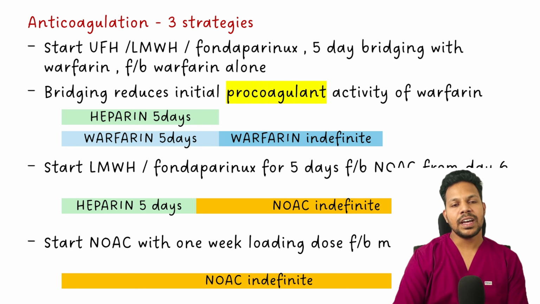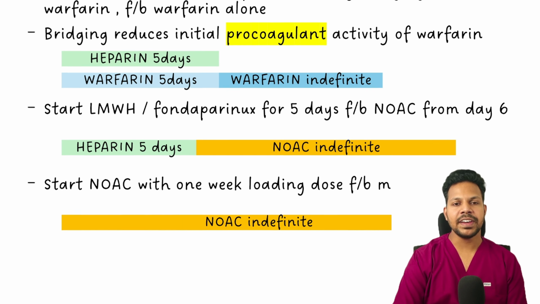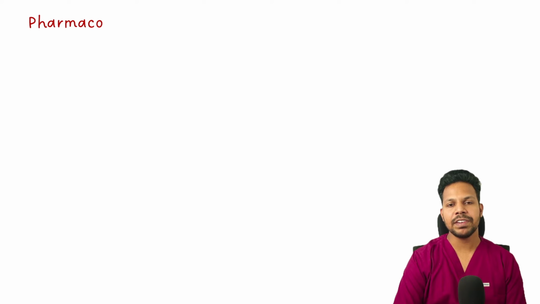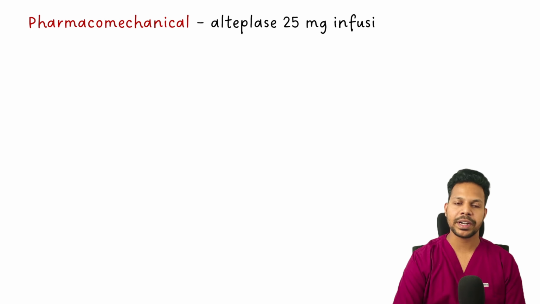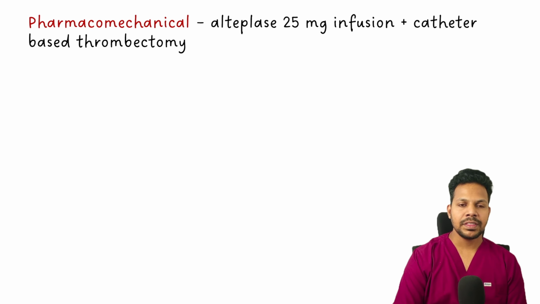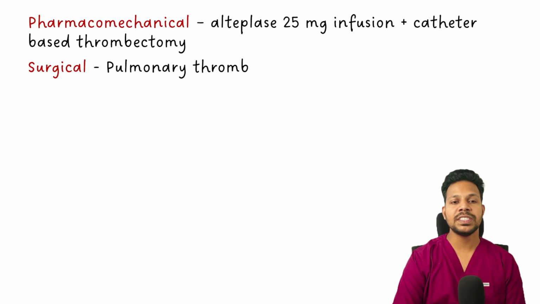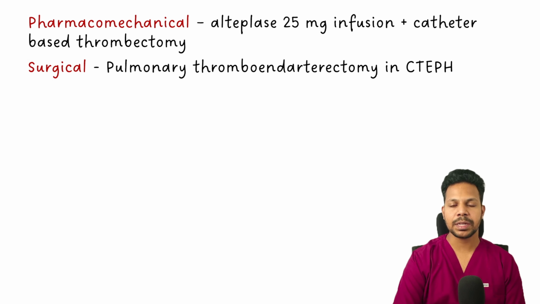Now, there is a pharmacomechanical strategy as well, where you can give alteplase 25 mg IV infusion followed by catheter-based thrombectomy. Then you have surgical modalities also available, which is a pulmonary thromboendarterectomy, usually suggested in chronic thromboembolic pulmonary hypertension. And this can be potentially curable for a case of CTEPH, that is chronic pulmonary embolism.